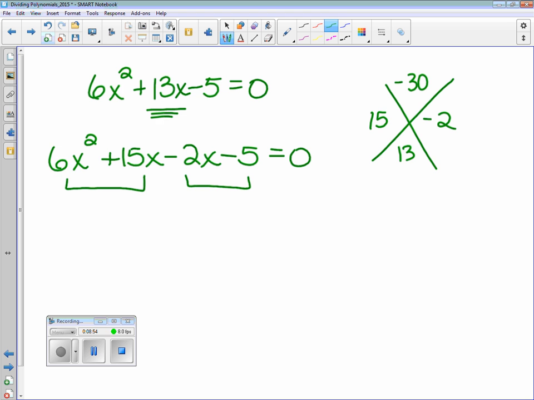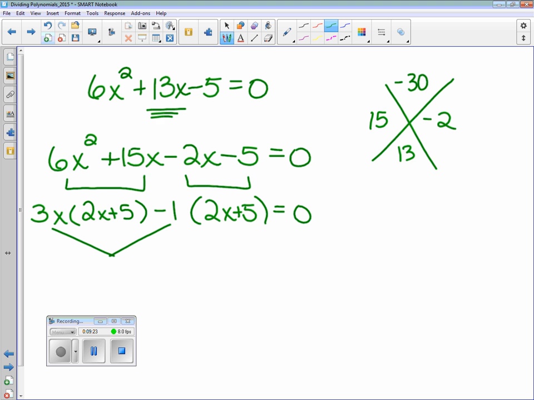And Alexis is right. I'm going to take out a 3x, and what am I left with? Not just x, 2x plus 5. So 2x plus 5. And just double check yourself. 3x times 2x is 6x squared. 3x times 5 is 15x, and that's right. We have to have a 2x plus 5 over here. What do I take out? A negative 1. So my two factors become 3x minus 1 and 2x plus 5. So I factored it. That's great.